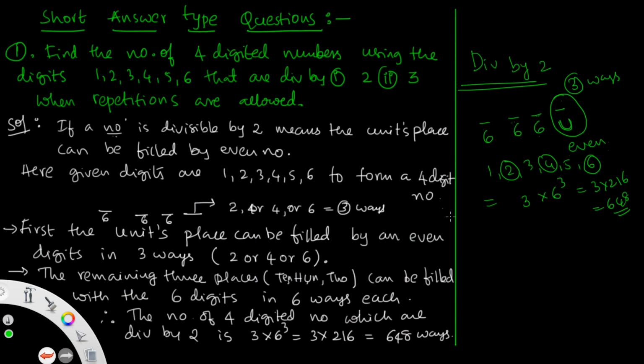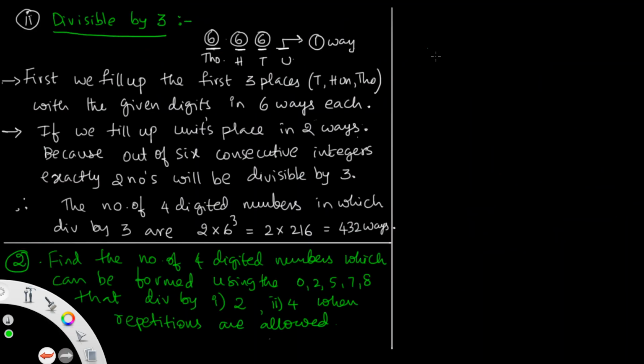That is the first question. Then you get the second question, divisibility by 3. So that can be done in how many ways? If I have a 4-digit number 1, 2, 3, 4, here it can be done in how many ways? Any place can be done in a maximum of 6 ways, here also, and here also. But in the units place, the general concept is there.